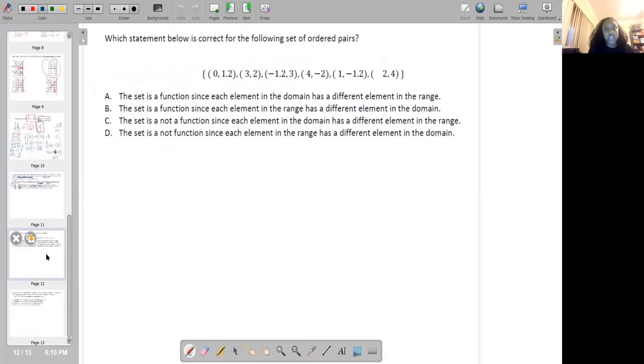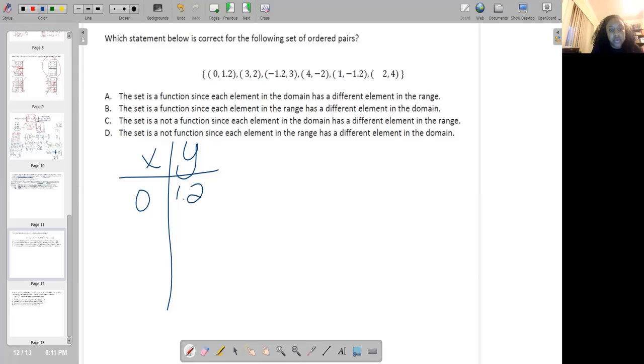Second and last question. Which statement below is correct for the following set of ordered pairs? Now, I always say I don't like how it's written in one line because sometimes that's confusing. So right away, I'm going to draw an XY table and rewrite it so it's easier to see. So I have (0, 1.2), (3, 2), (-1.2, 3), (4, -2), (1, -1.2), and (2, 4).